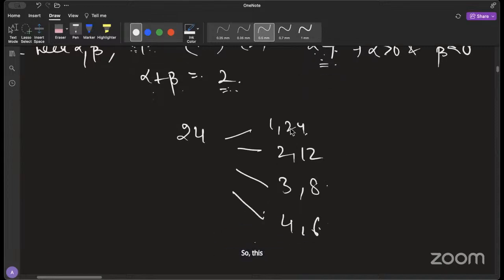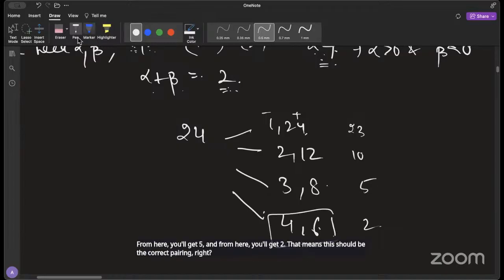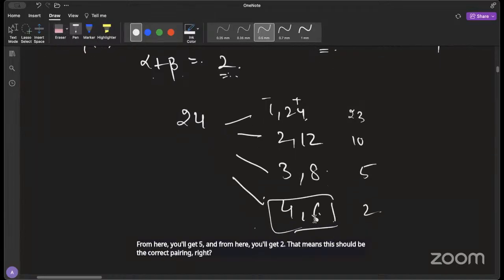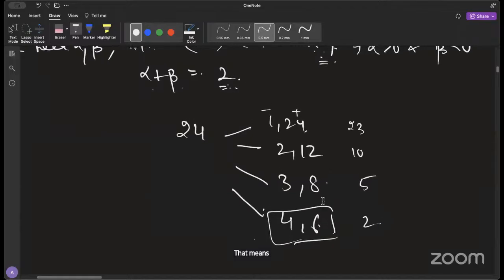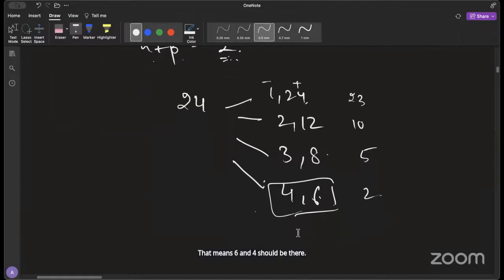So if you do bigger number positive, smaller number negative, you will get 23 from here, you will get 10 from here, from here you will get 5 and from here you will get 2. That means this should be the correct pairing, right? That means 6 and 4 should be there with 4 negative and 6 positive. So this will give you minus 4 into 6 equals minus 24 and minus 4 plus 6 equals 2.